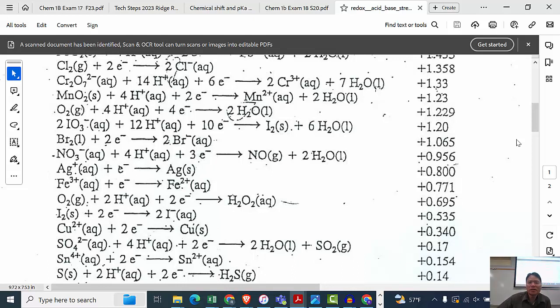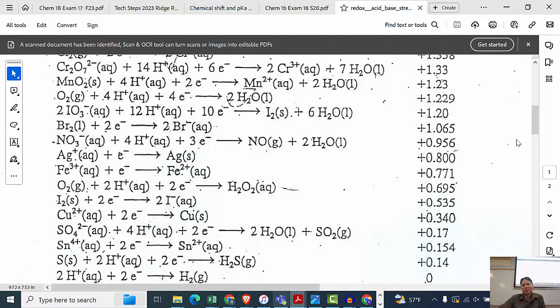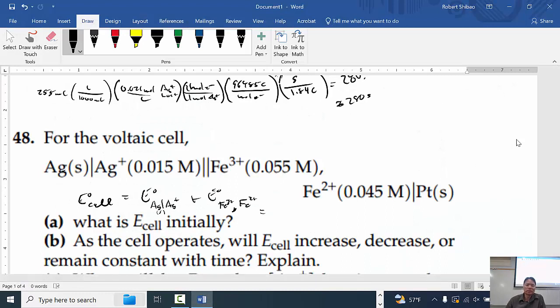Well, if it's a worse oxidizer than silver, is it going to work? So let's take a look. It's not going to work. Under standard conditions, this is not going to work. Because silver is minus 0.800 volts, and iron 3 is plus 0.771.